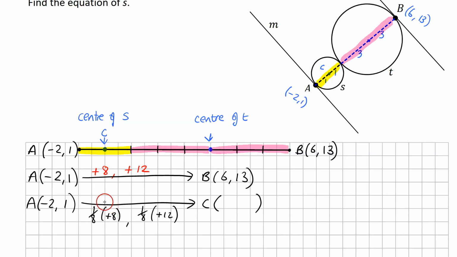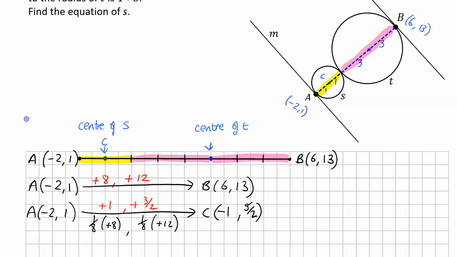So 1/8 of 8 is +1, and 1/8 of +12 is +3/2. Okay, so that gives me then my C to be so -2 + 1 is -1, and 1 + 1.5 is 2.5, or 5/2. Okay, so that's my point C. It says find the equation of S. So I'm trying to find the equation of S.